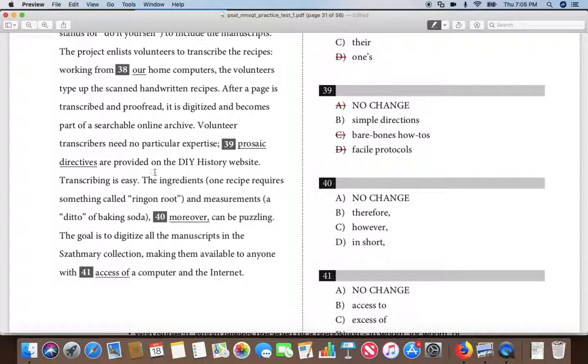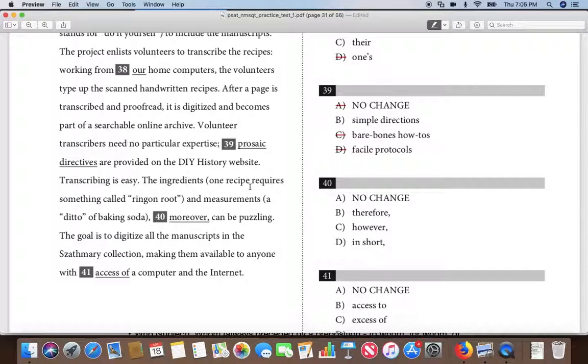Does that make sense? Yes. But I want to hear them one right after the other. So take it from "Transcribing is easy." Okay, "Transcribing is easy. The ingredients and measurements, moreover, can be puzzling." But you've got to read it without the transition word. So take it again. Okay, sorry. "Transcribing is easy. The ingredients and measurements can be puzzling."